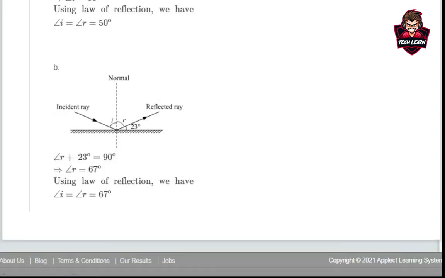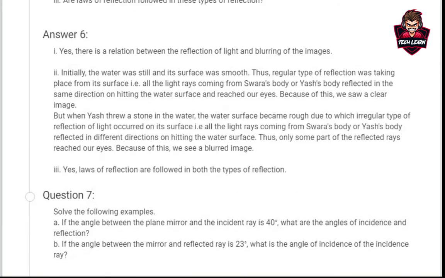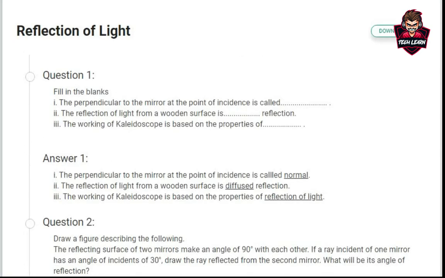So we finished the exercise of reflection of light.